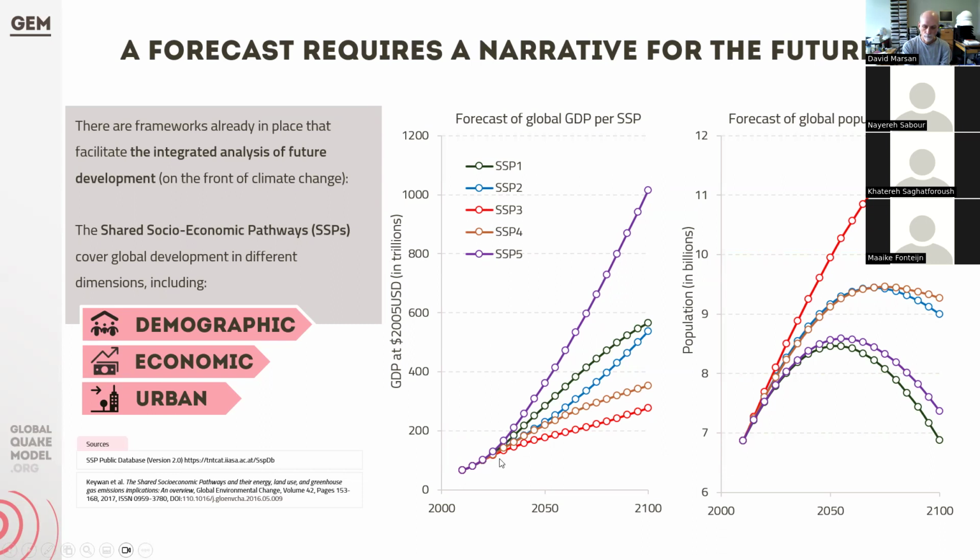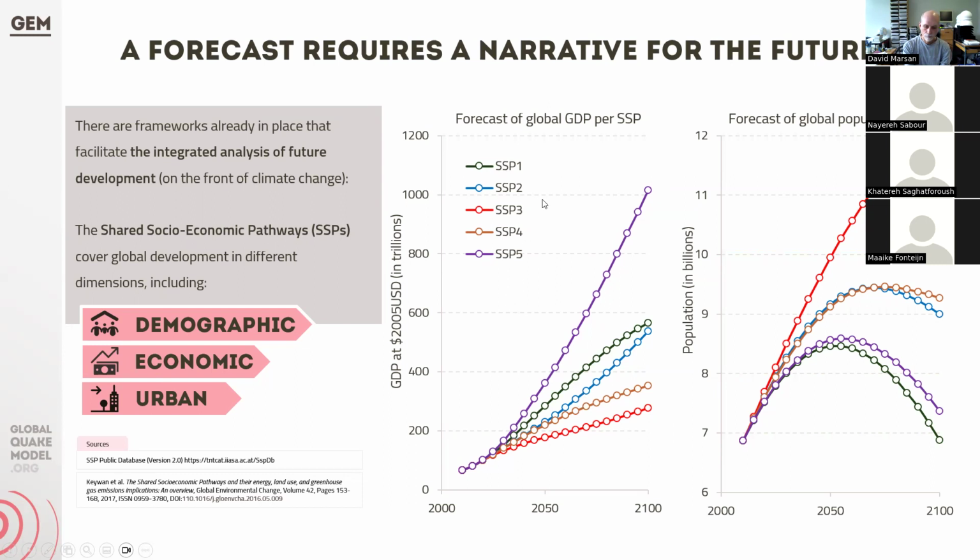Basically, the SSPs are different narratives of how we're going to evolve in the future in terms of urbanization, in terms of the economy. And this takes into account different variables. Are we going to have technological advancements? Are we going to build more densifying cities? Are we going to have more kids or fewer kids? So there are different routes that we can take as we move forward.